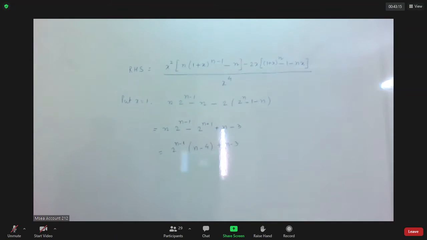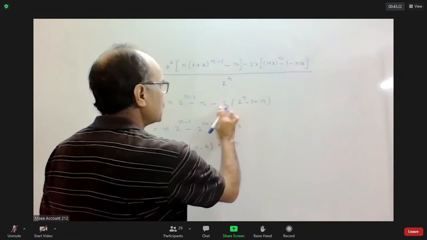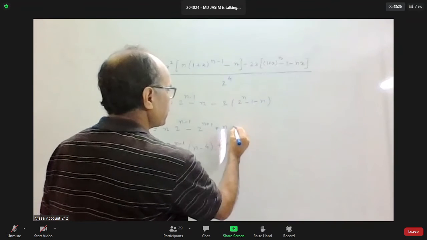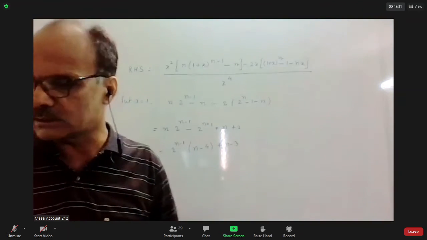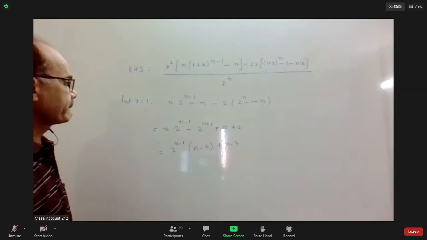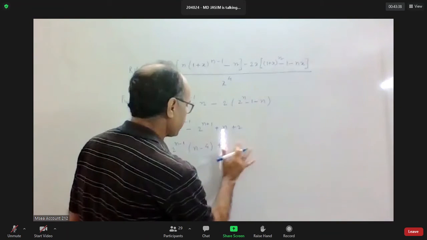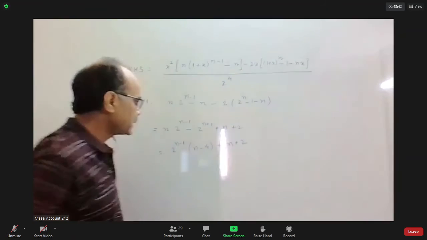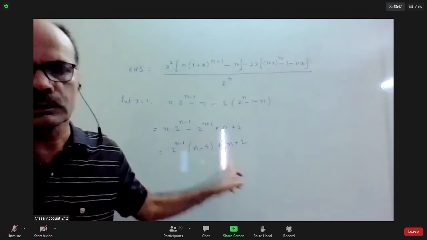Check once. Here, sorry, here it is plus 2, plus 2n minus n plus 2. Sorry, by mistake. n plus 2. That's it. The same thing we need to prove.